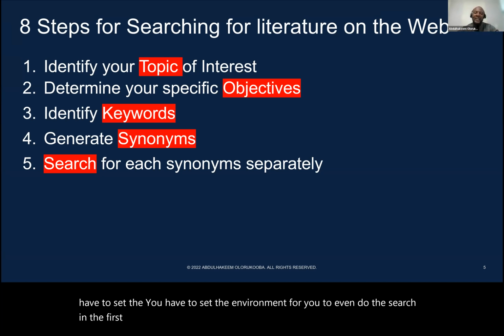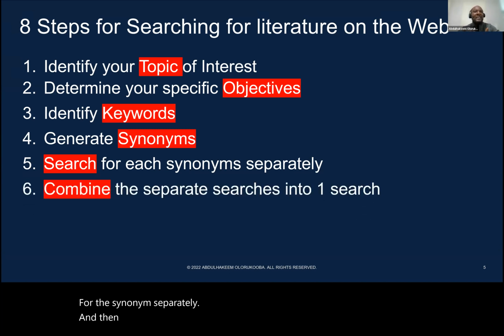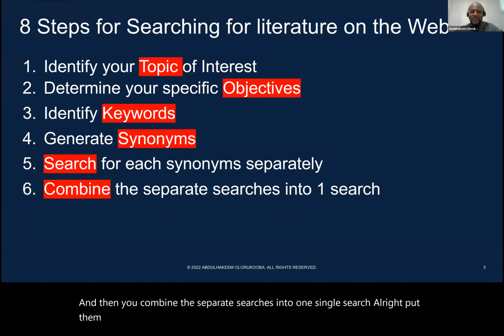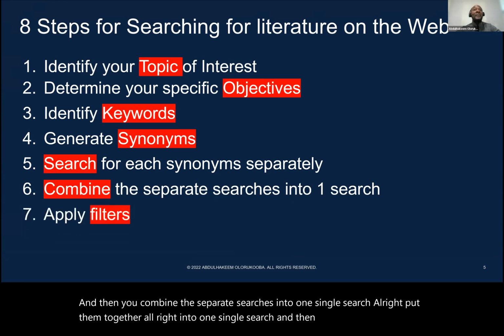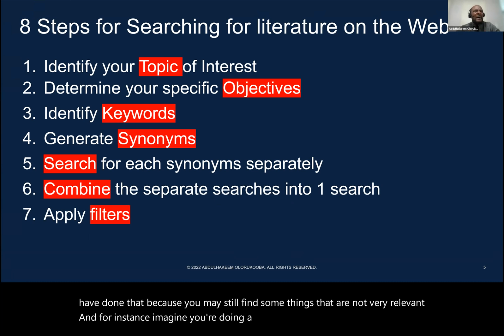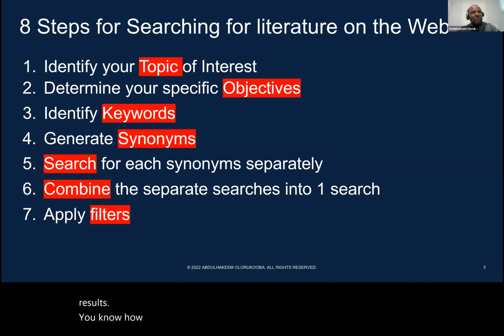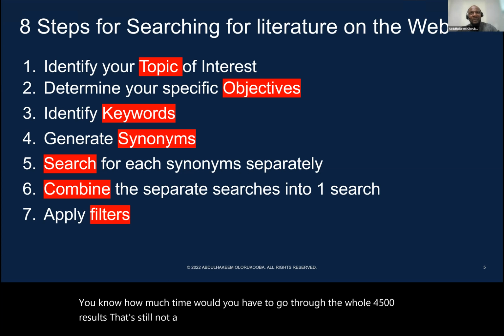Then you search for the synonyms separately, and then you combine the separate searches into one single search. And finally, even after you have done that, you may still find some things that are not very relevant. For instance, imagine you doing a search and you have 4,500 results. Haba. How much time will you have to go through the whole 4,500 results? That's still not a very specific search, because how many references will you even write in your work?